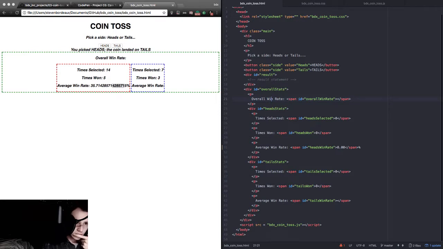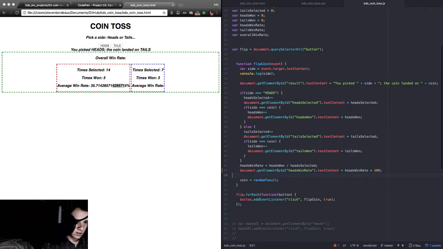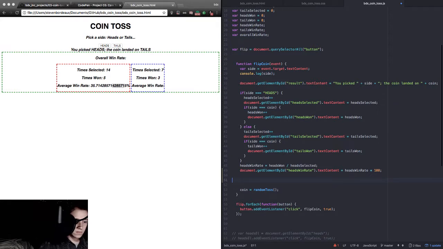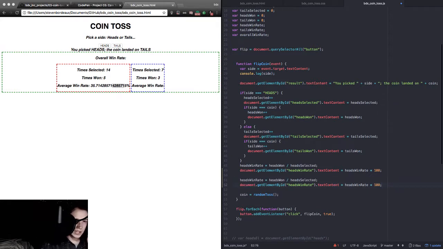What was I doing? We were going to rinse and repeat the following JavaScript. We're going to do the same song and dance for Tails. However, we need to round down. So I think, oh crap.